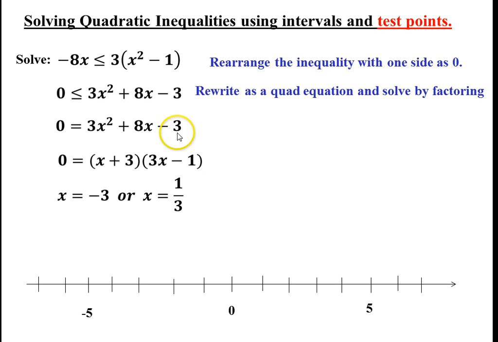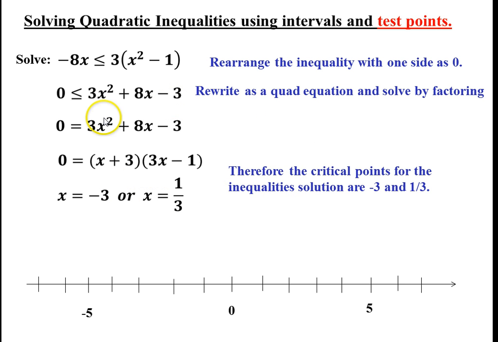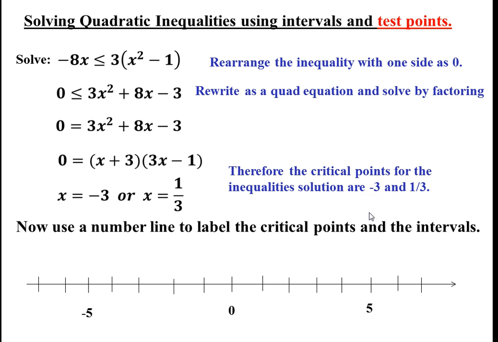Nothing new there. So from this step to the solution, nothing new there. How does it apply to an inequality? Well, these points that we solved the quadratic equation for are called critical points of the inequality solution. All right. So let's identify those critical points. They're at -3 and 1/3.